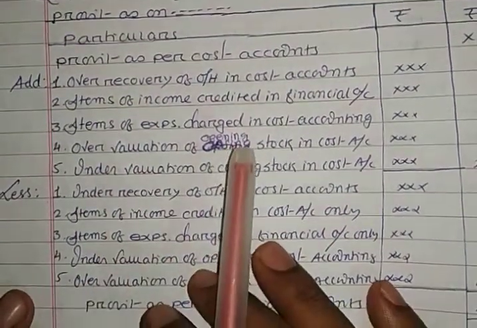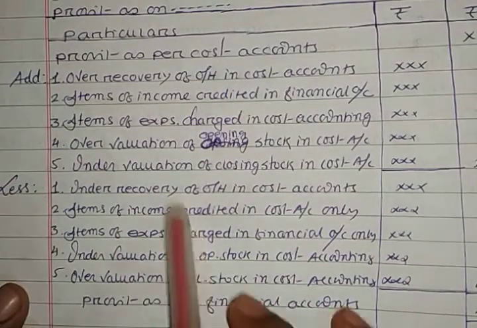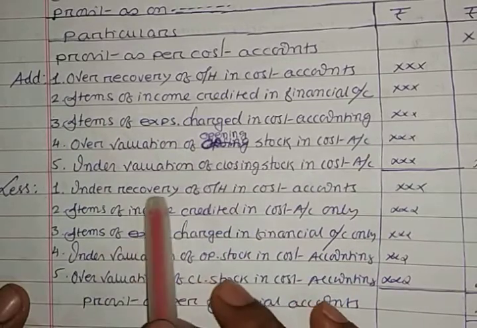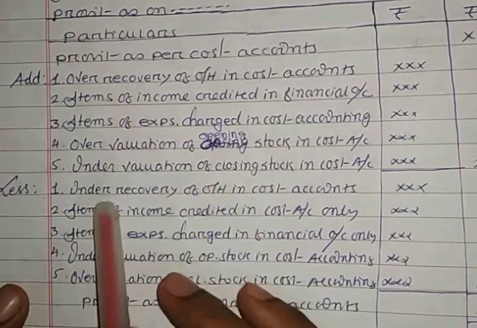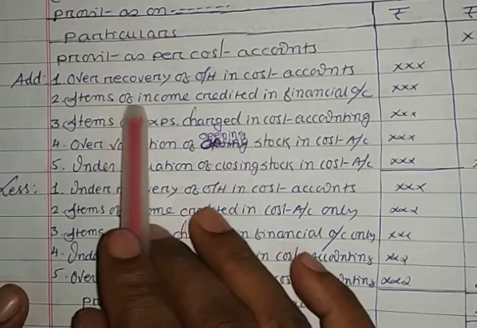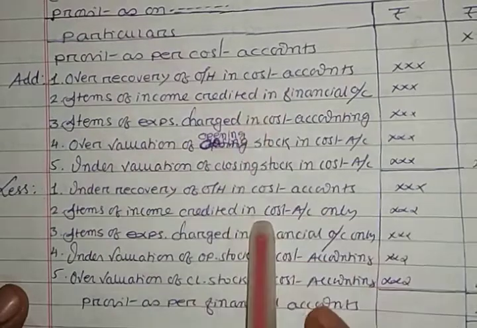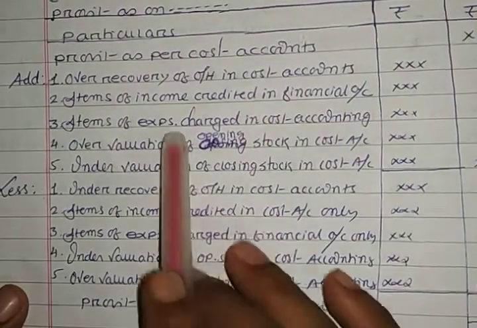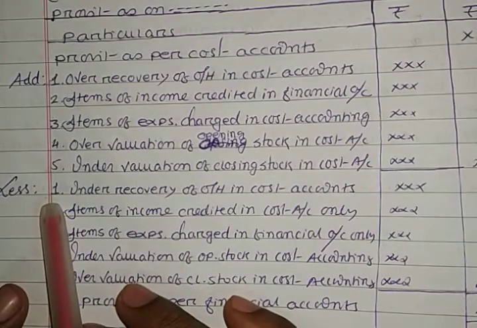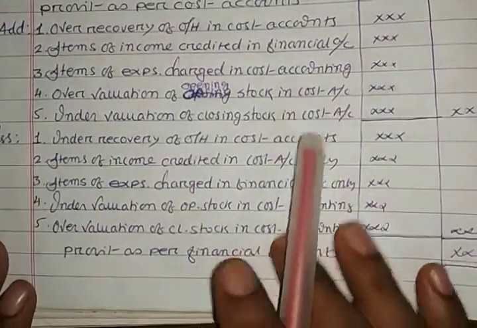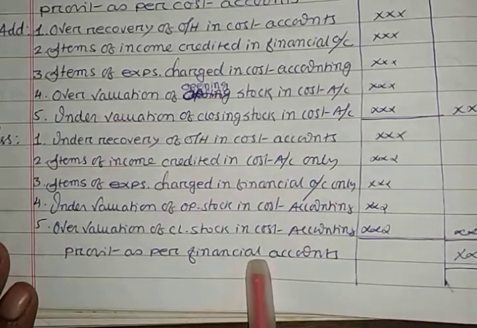Similarly, these are the items you have to less, just opposite of this. Under recovery of overhead in cost account, here see over recovery given, here under recovery given. Here items of income credited in financial accounting given, here item of income credited in cost account given. So these are just opposite of this. This you have to do less. And after that, whatever the amount will come total, that will be the profit as per financial accounts.